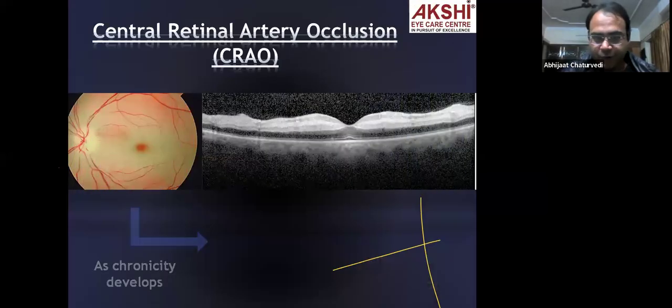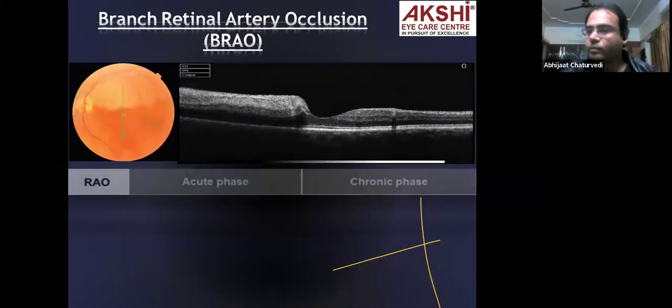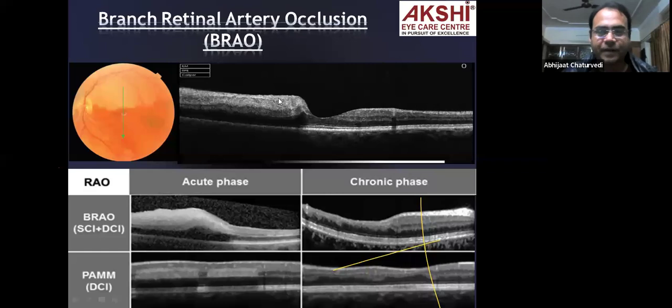So after CRAO comes BRAO. Again, similar findings in the part of the artery which is involved. Now you see, this patient had PAM, which are the hyperreflective bands in the middle layers. And this turned into a BRAO in the acute phase. As the edema went away, the chronic phase entered, and now you can see this is the normal retina, but it has gone atrophic. And since it has gone atrophic, the visual acuity doesn't improve.